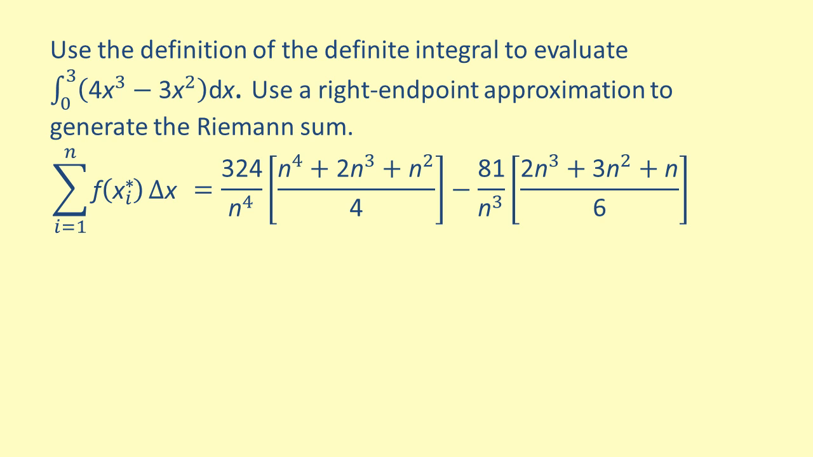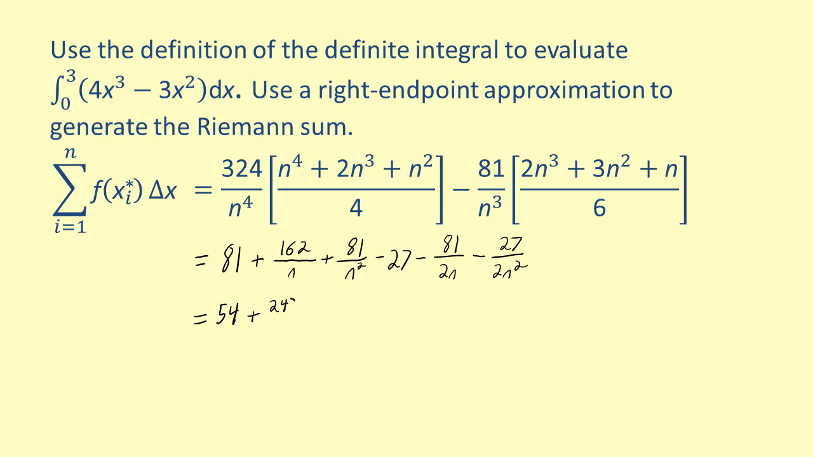Multiplying in the first term, we get 81 plus 162 over n plus 81 over n squared, and then multiplying in the second term, we get minus 27 minus 81 over 2n minus 27 over 2n squared. Finding common denominators and simplifying, we get 54 plus 243 over n plus 135 over n squared.